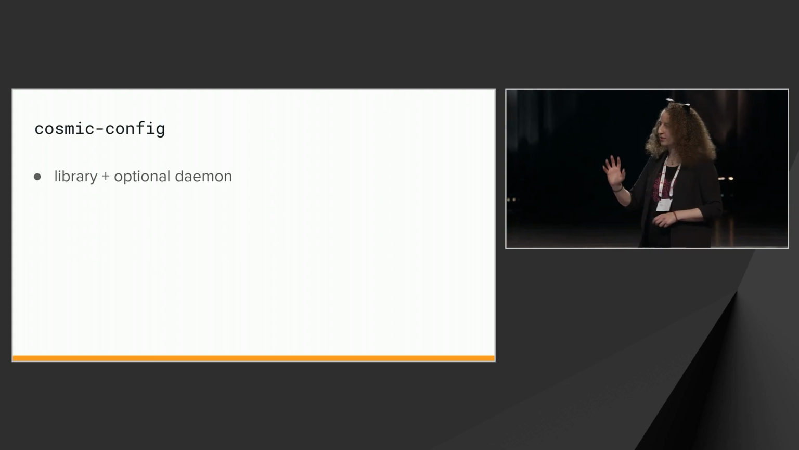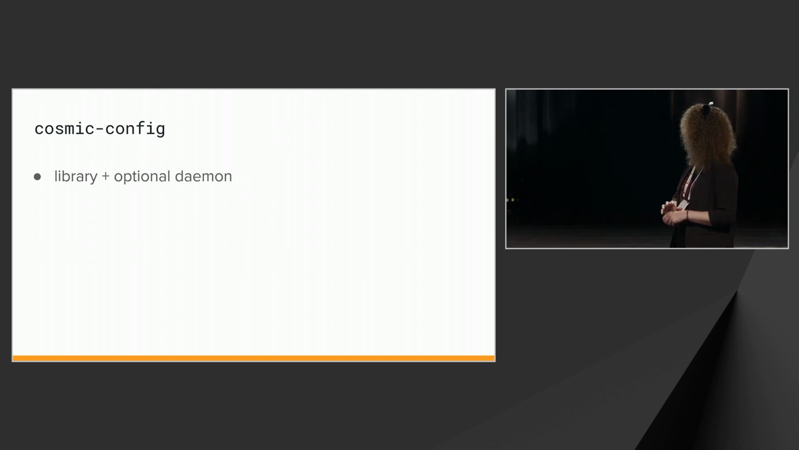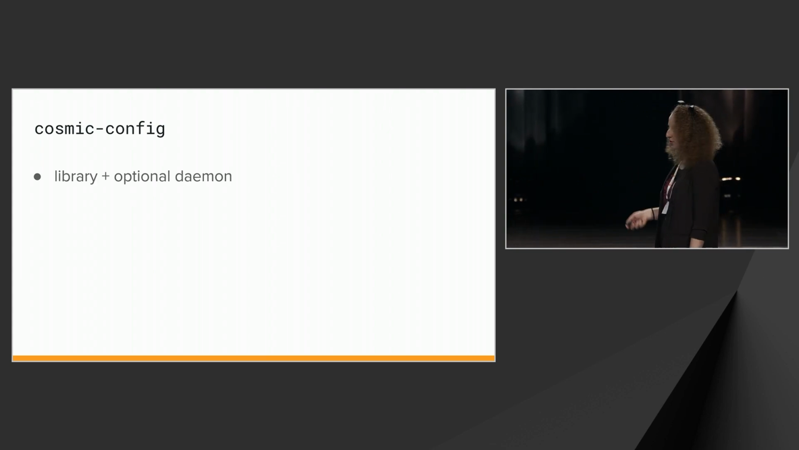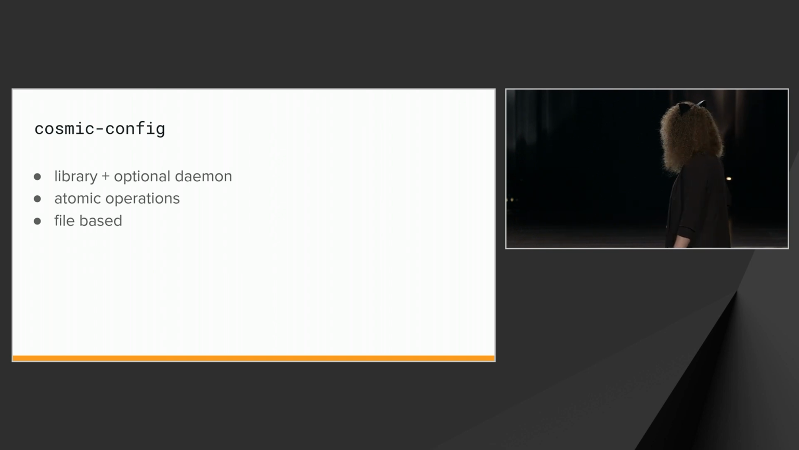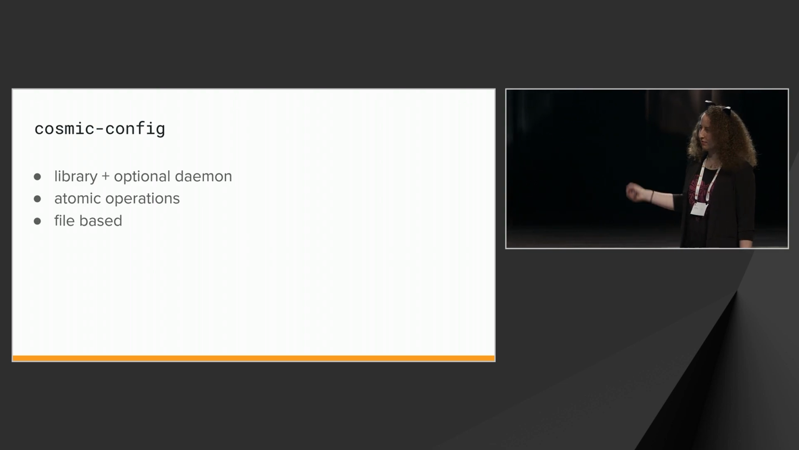So if you're running into file handle problems and too many open files on your system, just install the daemon and everything will be better. But you don't need it. Every application can just read and watch the config files and automatically reload them on its own. And of course, everything is atomic. As you might have guessed, it's all file-based.